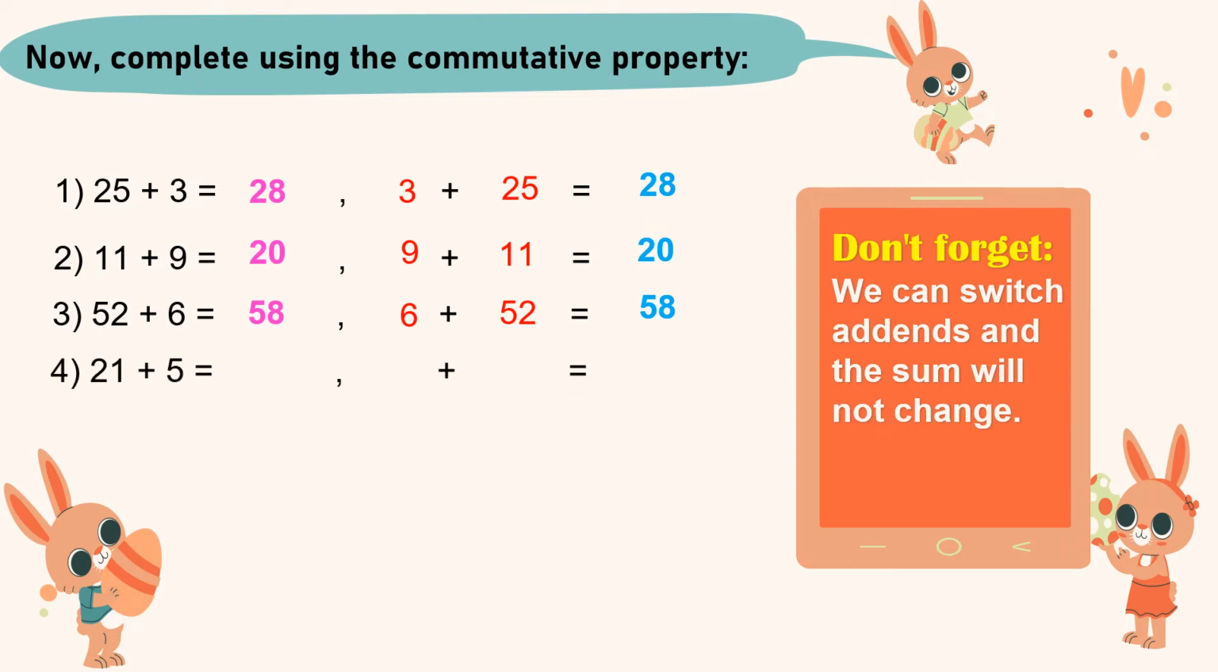Number 4, 21 plus 5. After 21: 22, 23, 24, 25, 26. Let's switch our addends. 5 plus 21 also equals 26. Number 5, 13 plus 6. After 13: 14, 15, 16, 17, 18, 19. Let's switch our addends. 6 plus 13 equals, yes, equals 19.